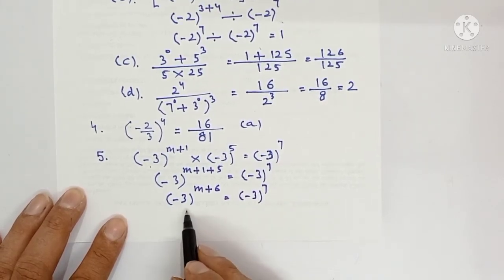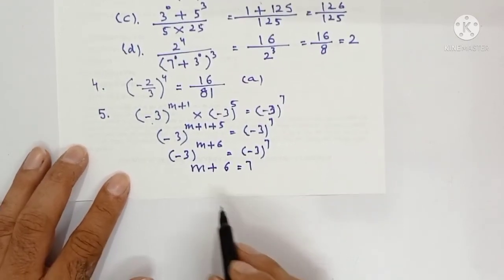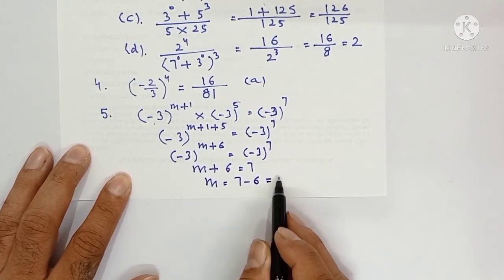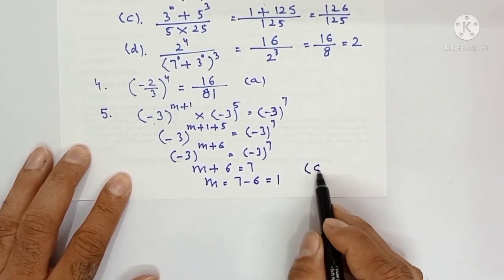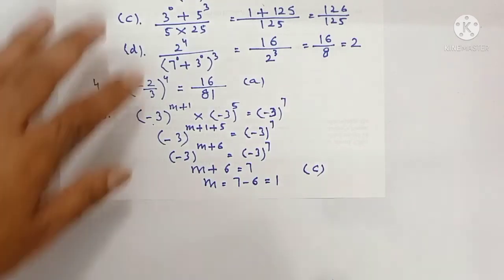So bases are the same, powers are equated. m plus 6 is equal to 7. So find m. m is equal to 7 minus 6, that is equal to 1. And in the sample paper, this option is option number C. So you will tick mark C.